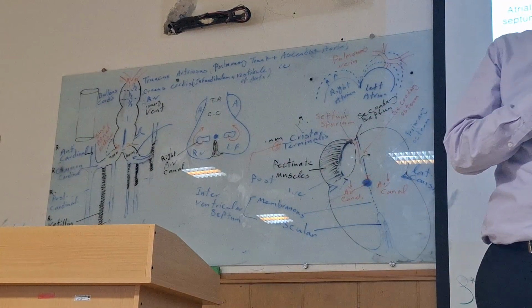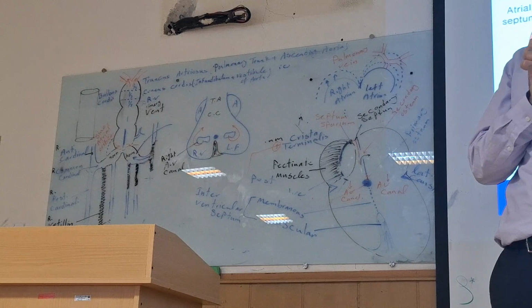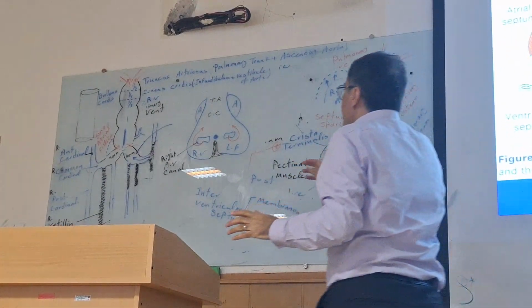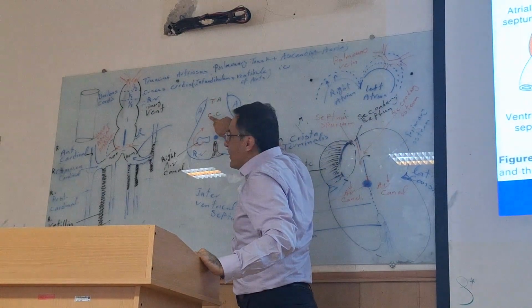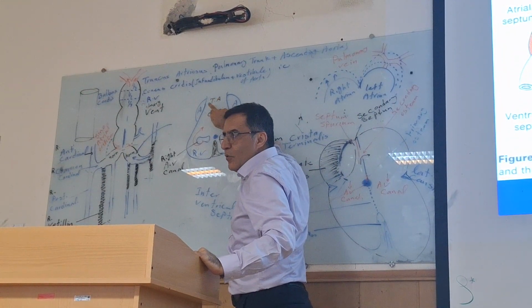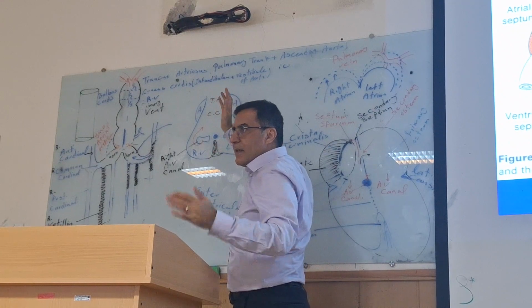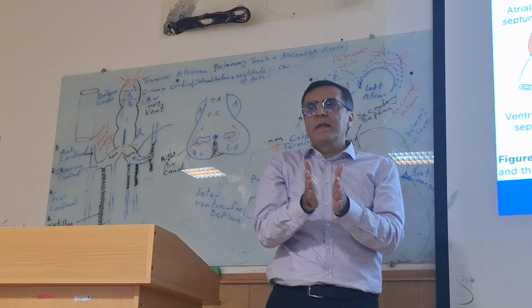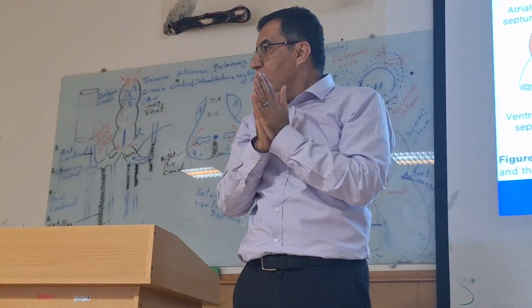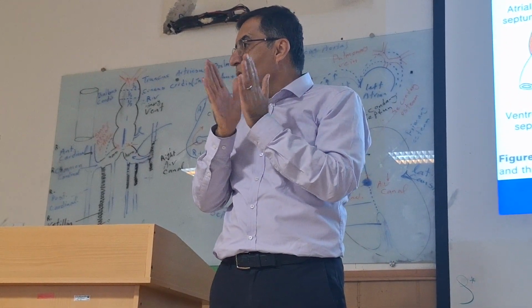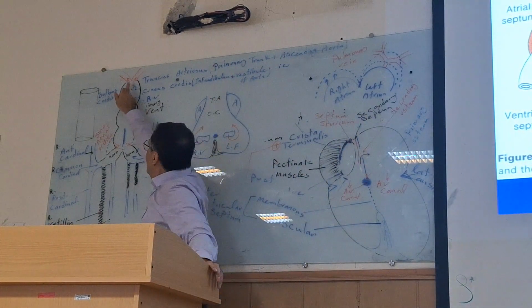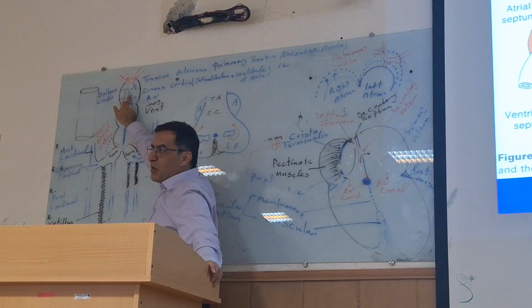What is the name of these two septums? Truncoconal, right and left. Two septums developing here. Truncoconal, because they not only divide the truncus arteriosus, but also divide the conus cordis.